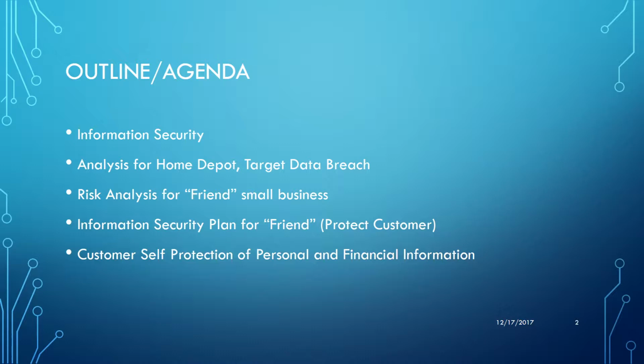Outline and agenda. We're going to go over information security. What is information security? Analysis for the Home Depot Target data breach. What happened there? Risk analysis for a friend and their small business. It's our job to come up with a plan for them. Information security plan for the friend. And then customer self-protection of personal and financial information. What they can do to help themselves.